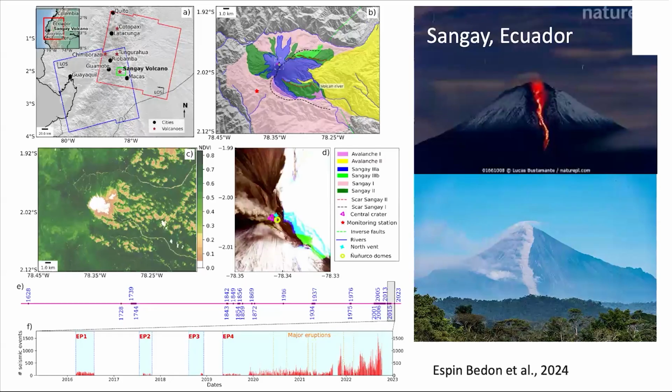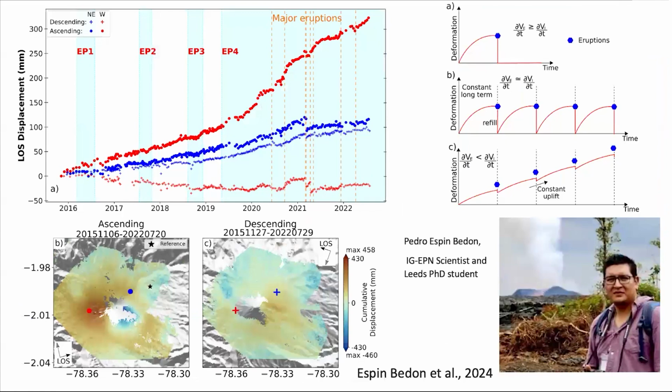So to give you an example of a non-classic eruption cycle, this is Sangay volcano in Ecuador. Sangay is the most frequently erupting volcano in the country. It sits right on the edge of the Amazon basin. It's relatively poorly monitored because there aren't dense centers of population around there. Occasionally ash from Sangay does affect things in Quito, but it doesn't have a dense instrumented network like other volcanoes in the country do. And this work is by Pedro Espin-Bedon, who is a staff member at Instituto Geofísico Quito, and is just about to submit, probably next week, his PhD in Leeds.